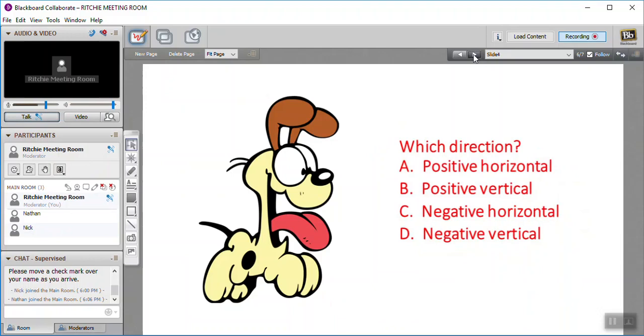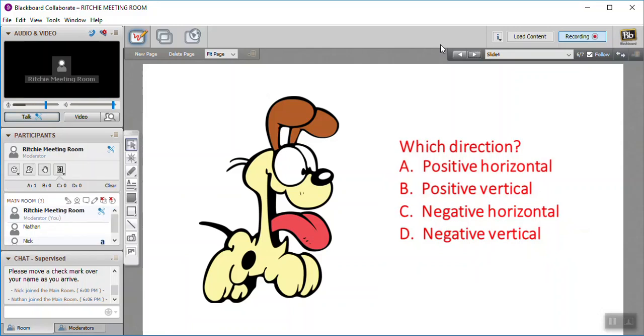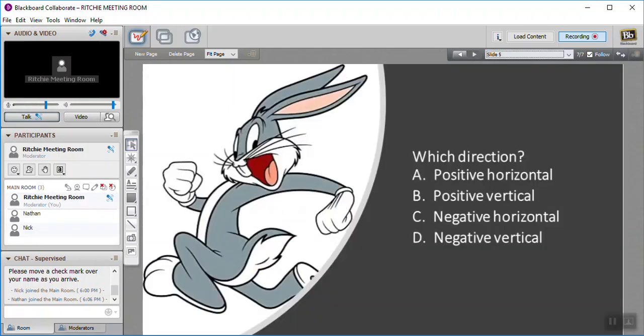Two more. Which direction is Odie from my generation running? Is he running in the positive horizontal, positive vertical, negative horizontal, or negative vertical? Yes, correct. He is running in the positive horizontal direction because it's to the right. And the last one, Bugs Bunny. Which way is he going? Positive horizontal, positive vertical, negative horizontal, or negative vertical?